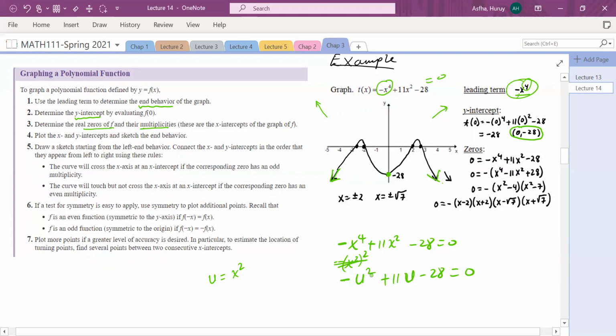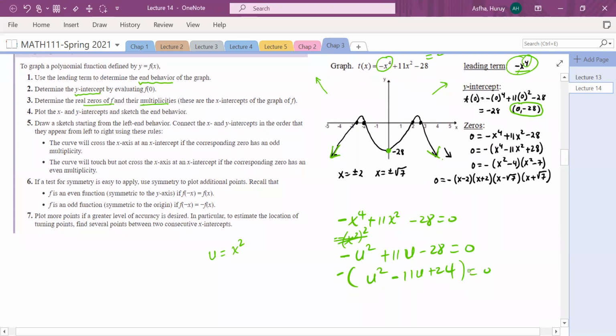And to factorize this one, we have u squared minus 11u plus 28. Well, we can multiply this by negative, so this negative, we don't care about it. Now we can factorize this one, and the numbers whose sum is -11 and whose product is 28 are 4 and 7. Wait, this is 28, sorry. Okay, so -4 and -7. So we have u minus 4 and u minus 7 equals 0.